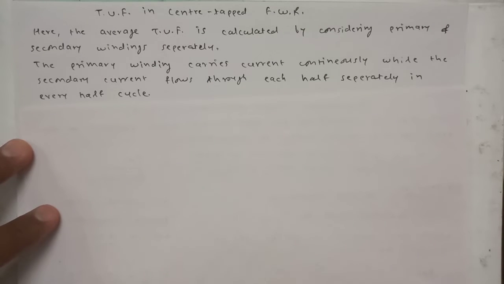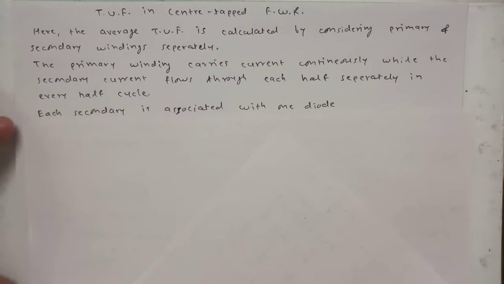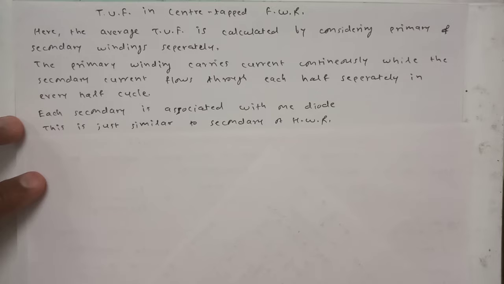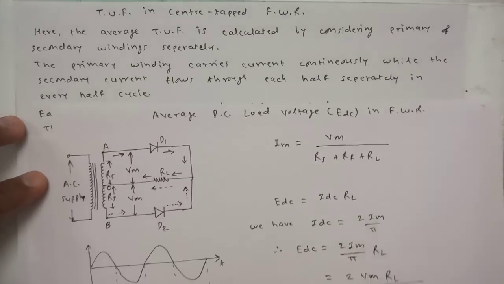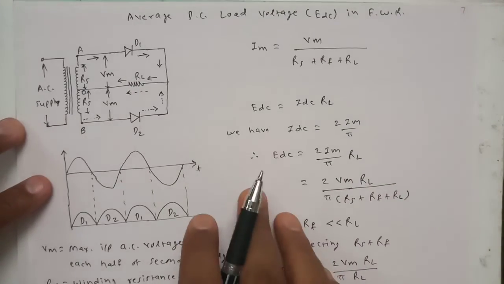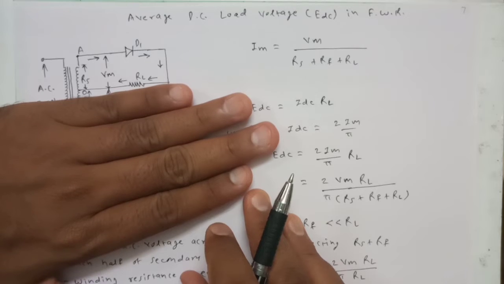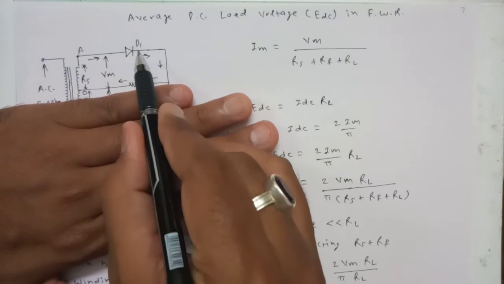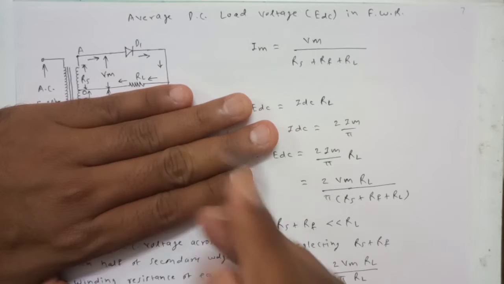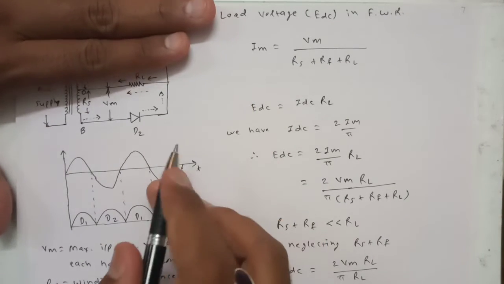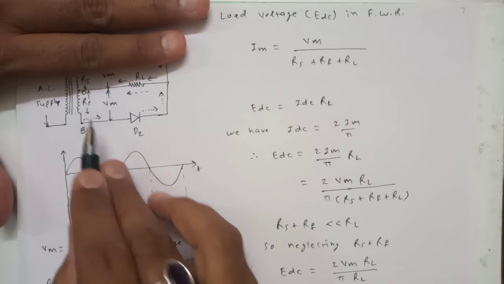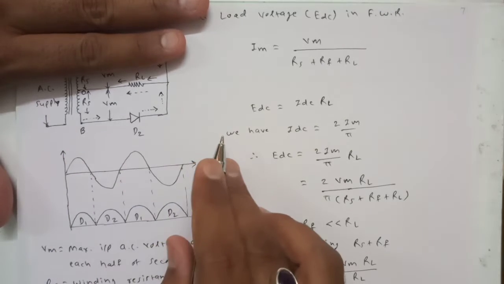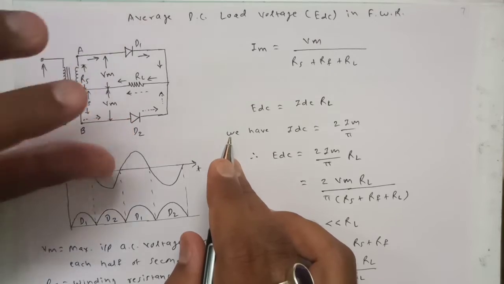Now let us see the next point. Each secondary is associated with one diode. This is just similar to the secondary of a half wave rectifier. If we consider this circuit and look at it like this, it is nothing but the transformer, one diode and one resistor. So this is nothing but a half wave rectifier. If you do it like this, again it is a transformer, one diode and one resistor. So this is nothing but two half wave rectifiers connected back to back. That is the meaning of that statement.